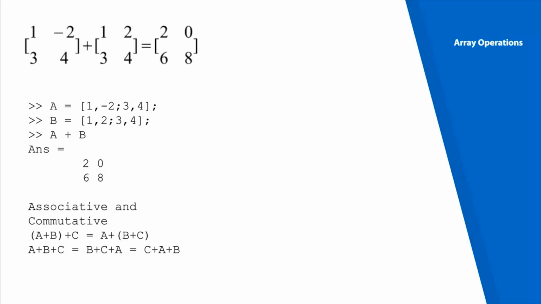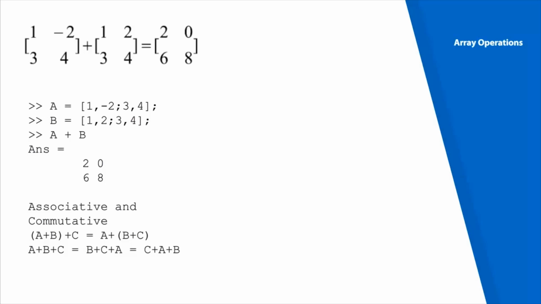Array addition and subtraction are the simplest form of operation that can be performed on any array. When two arrays have the same dimension, then their sum and difference have the same dimension and are obtained by adding or subtracting their corresponding elements. And this is simple and well known. So here is an example: A is a 2 cross 2 matrix, B is a 2 cross 2 matrix, and their addition is also a 2 cross 2 matrix.